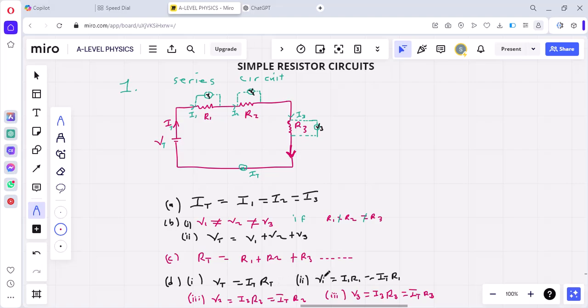Also, applying the same Ohm's law, if we want to know the voltage drop across resistor 1, we will have to multiply the current through resistor 1 and the resistor 1. But the current I1, from this first statement here, is equivalent to the total current. So that is equivalent to total current times resistor 1. That also applies to voltage 2 and voltage 3.